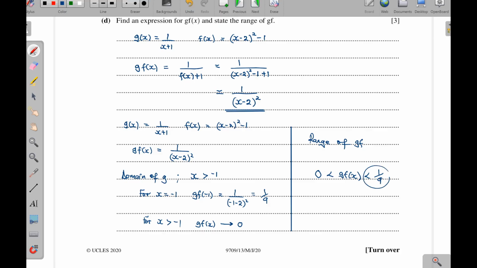This one is not included because they said it is greater than negative 1. So I use the negative 1 just to get the value that comes out of here. You see that? But it is not included. That's why I'm putting less than that. Because the values keep on decreasing. So we have 1 over 9 when x is equal to negative 1, and then the rest keep on decreasing. So this is going to be our final answer, and that is that.